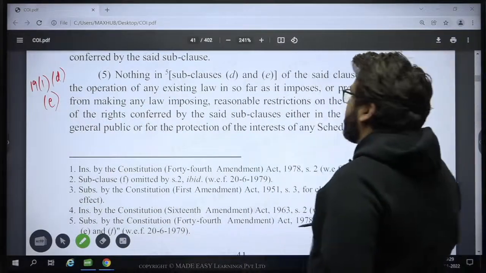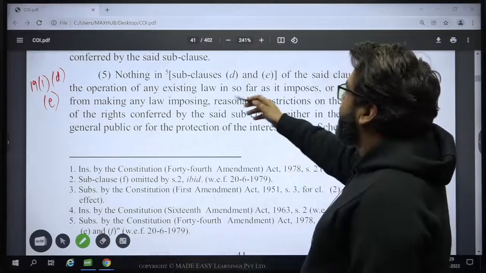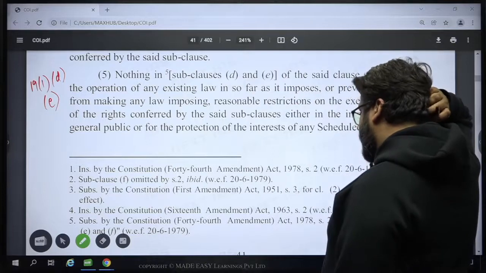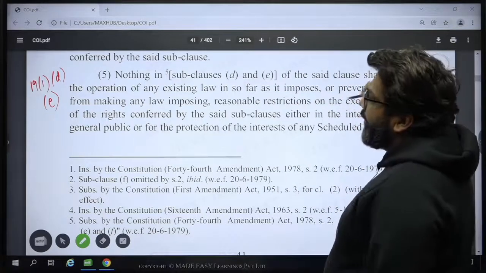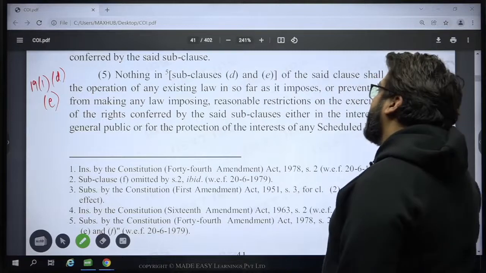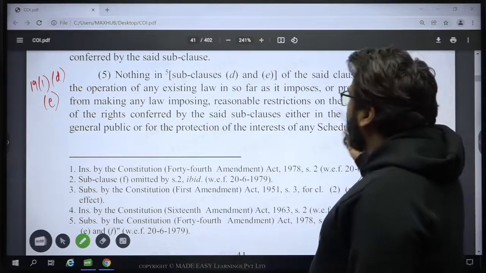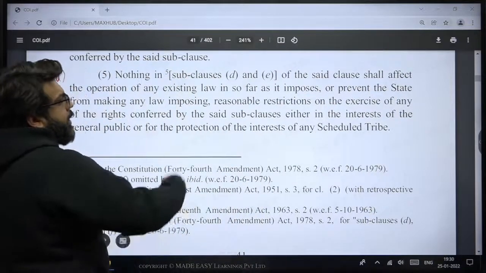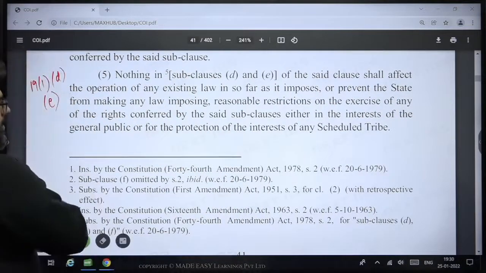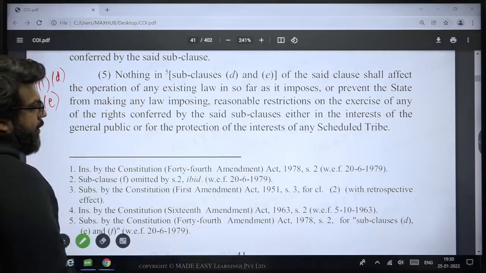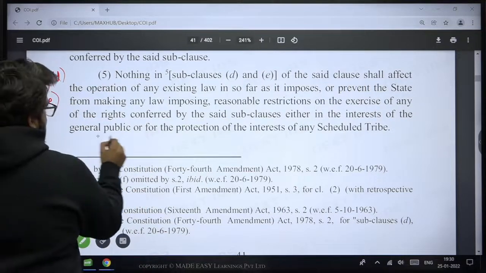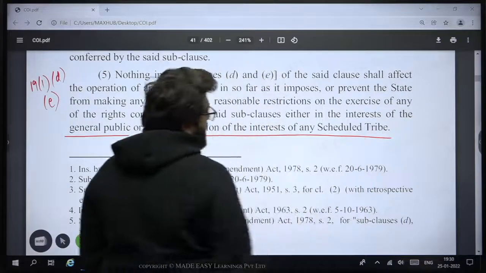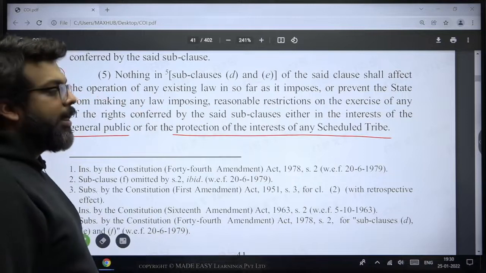So what are your basic exceptions? Nothing in subclauses D and E of the said clause shall affect the operation of any existing law insofar as it imposes, or prevent the state from making any law imposing, reasonable restrictions on the exercise of the rights conferred by the said subclauses, either in the interest of the general public or for the protection of the interests of any Scheduled Tribe.